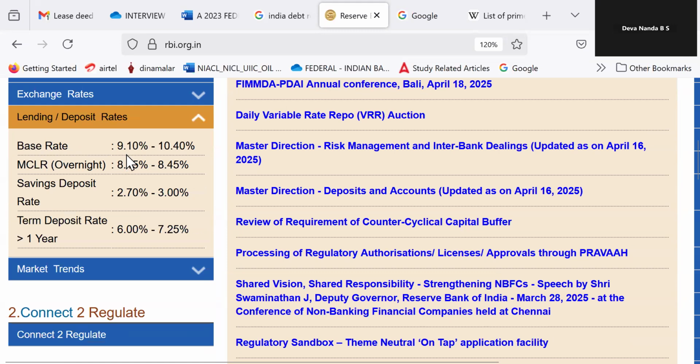Now the base rate: how much is the base rate? 9.1 to 10.4%. Next, MCLR overnight 8.15 to 8.45%. Next, savings deposit rate 2.7 to 3%. Term deposit rate 6 to 7.25%. So this is actually an indicative rate only. Nowadays, the interest rates are decided by the individual banks. Every bank has an asset liability management committee, and that committee will decide about the rates they would like to have for deposits or advances.